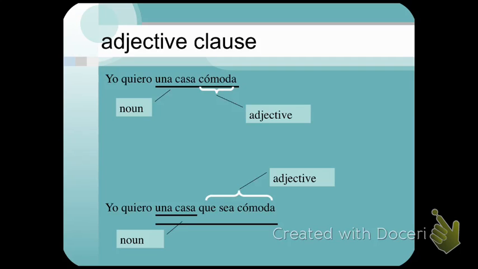So, que sea cómoda, it has the same function as cómoda, but sometimes we're going to have to use a verb to describe something instead of a noun. Like, it would have been a lot easier here just to say cómoda and not que sea cómoda. But maybe you want to say, I want a cook who flips flapjacks faster than anybody else, right? And flipping flapjacks, there's not an adjective that is a flapjack flipper, right? So sometimes you're actually going to have to use the verb to describe things instead of just using the adjective.